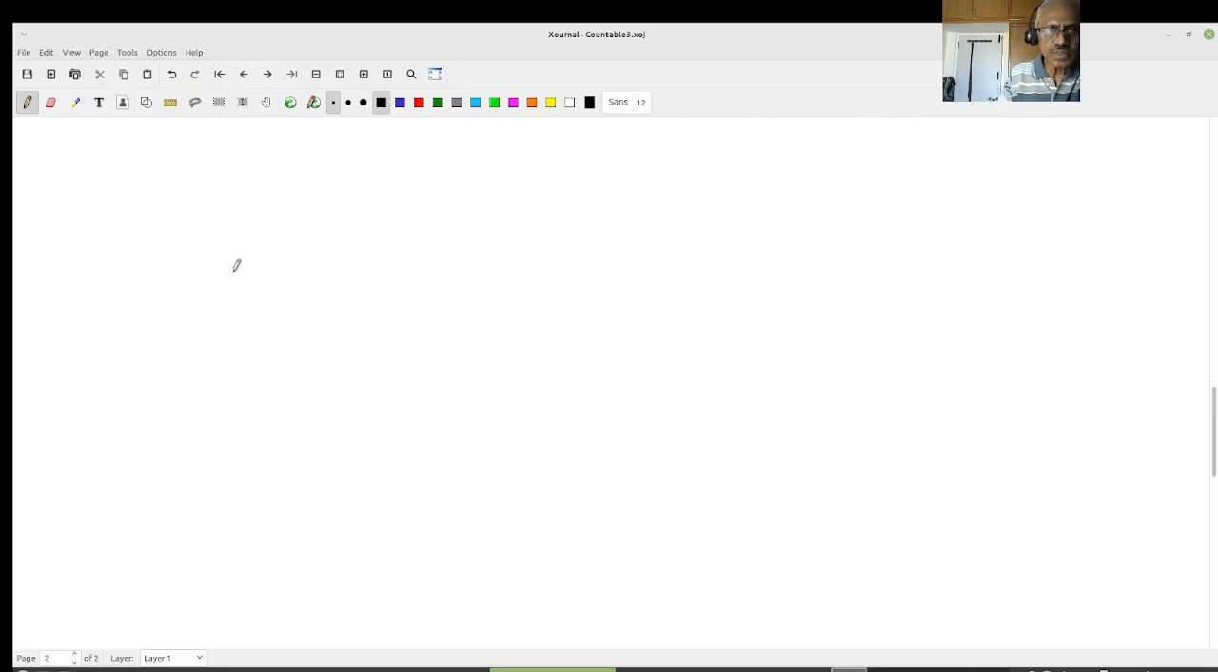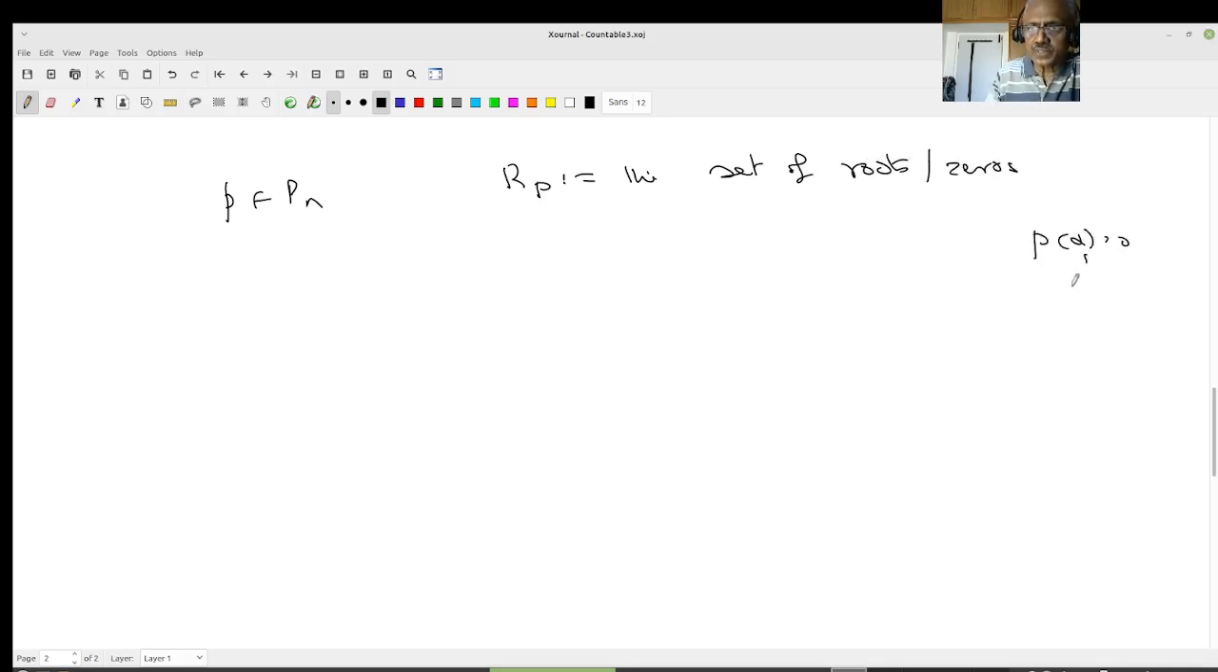Now let's go to the next one. Now given any polynomial P in Pn, let R of P be the set of roots or zeros. Simply, if P of alpha is 0, then in high school I say alpha is a root, and in BSc and MSc you say it's a zero of P. That's the only difference. Okay, the set of zeros of P. And we know from algebra if P is of degree n, the number of elements in R of P will be less than or equal to n, and if you allow complex roots, it is actually equal to n.